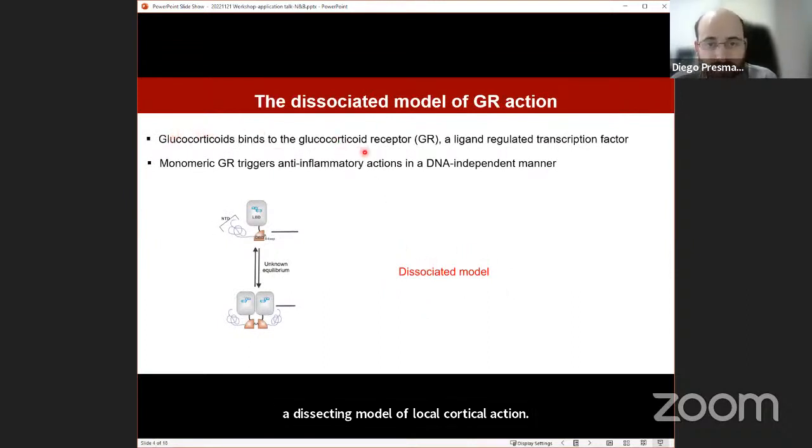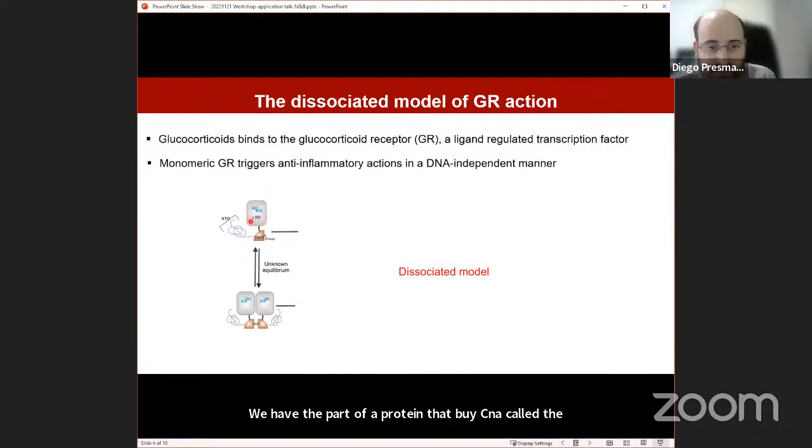So glucocorticoids bind to a protein called the glucocorticoid receptor, which is a ligand-regulated transcription factor. So this is a cartoon of the protein. We have three main domains. We have the N-terminal domain, which is intrinsically disordered. We have the part of the protein that binds DNA, called the DNA binding domain. And then we have this ligand binding domain, the part of the protein that actually binds the ligand, okay?